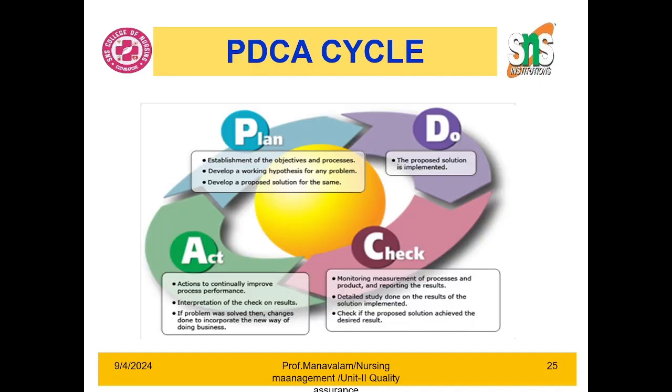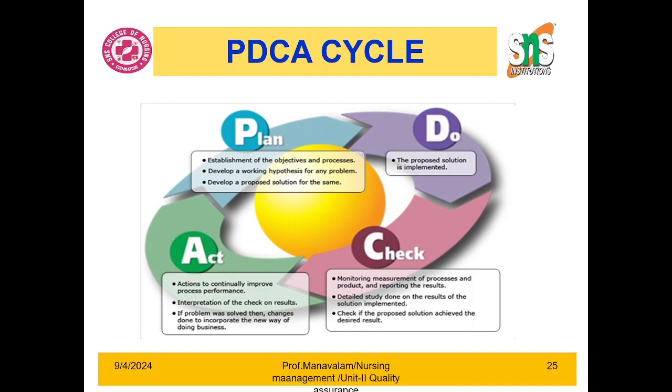Next one is the PDCA model. It is plan, do, check and act. In the plan stage, what are the activities we have to do? We have to establish the objectives and the process. We have to develop a working hypothesis for any type of problem. Develop a proposed solution for the same. So these are all the activities to be done under plan.